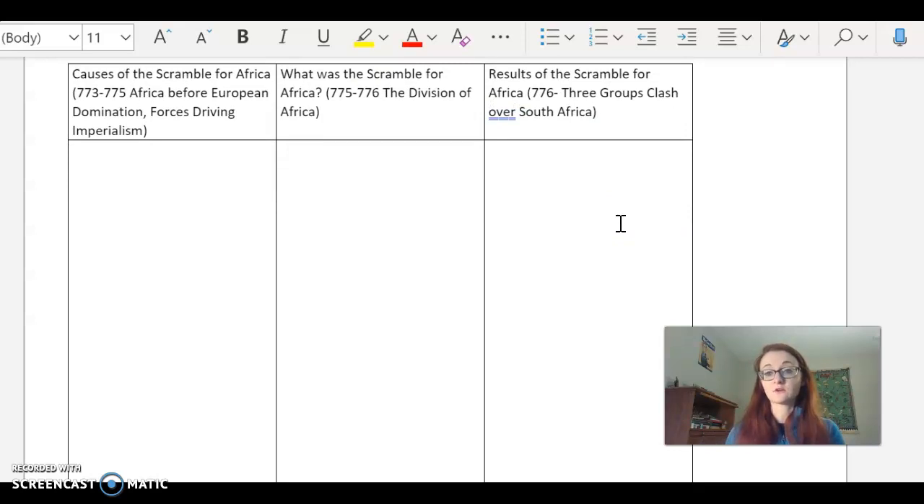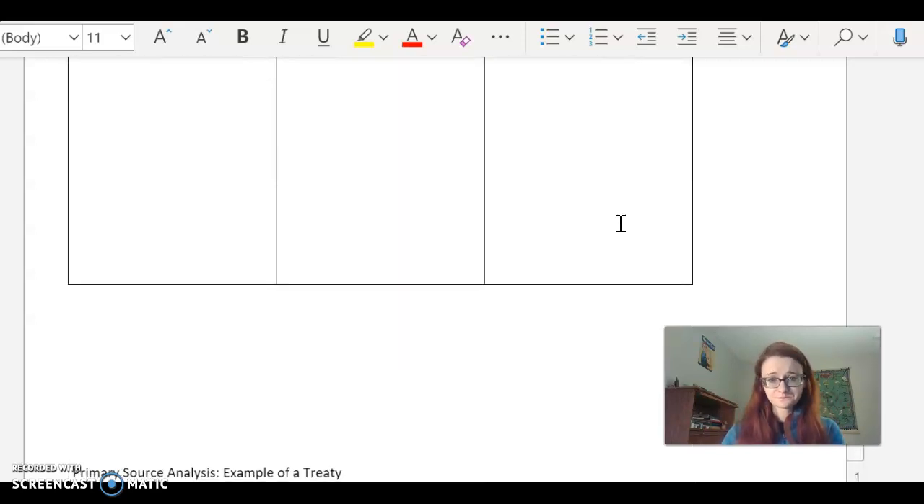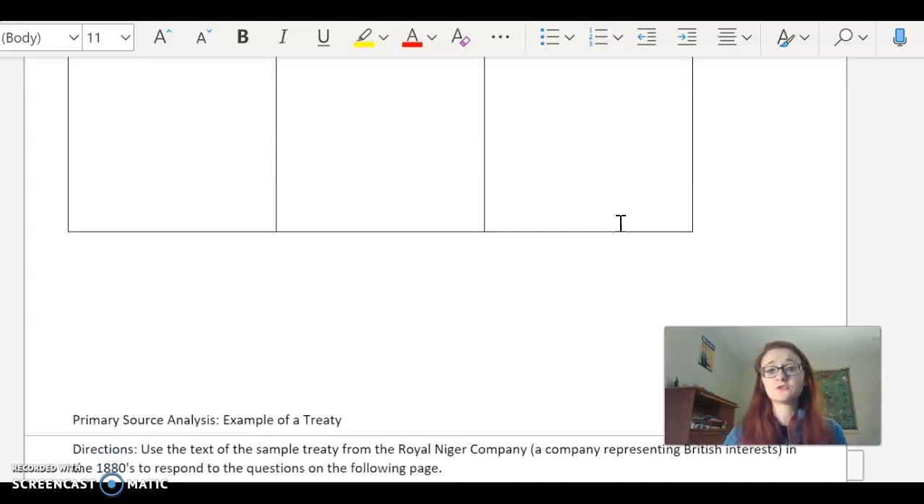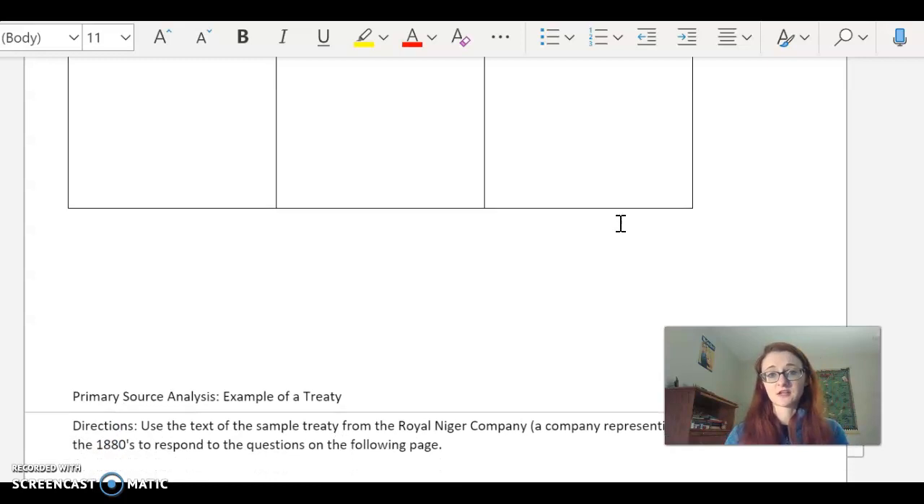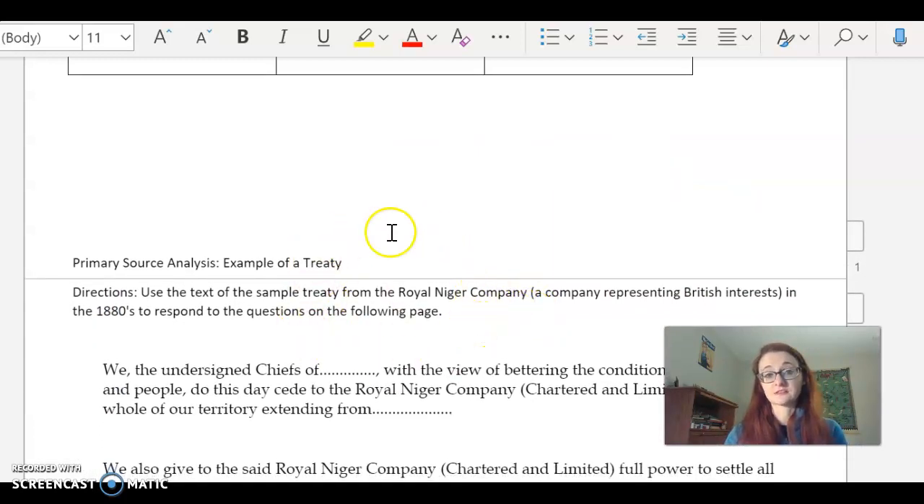You are just taking notes. We're not going to have a reading check on this because, quite frankly, you kind of just got to do it. But you'll take notes on it. And then please make sure that you scroll all the way down. There's two basic parts of today's assignment. Do the textbook reading first, and then I have a primary source analysis, which is an example of a treaty that these European countries would force Africans to sign.